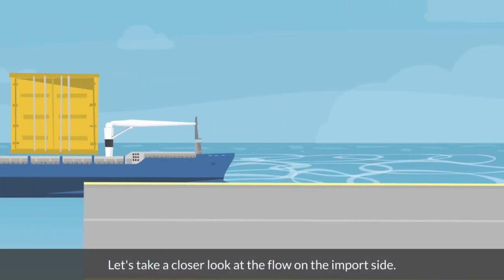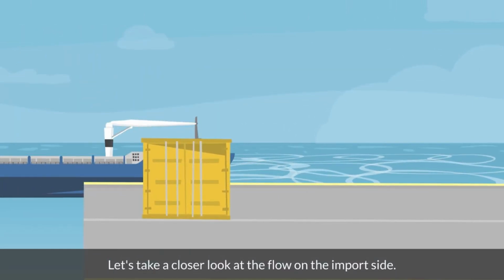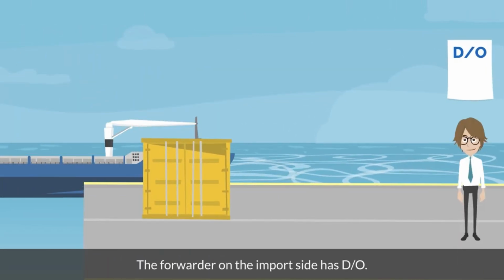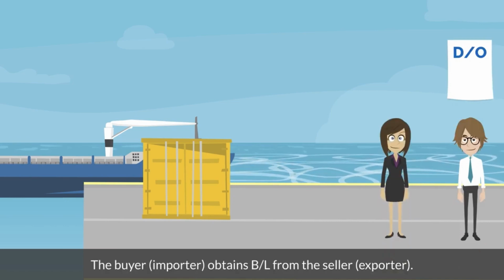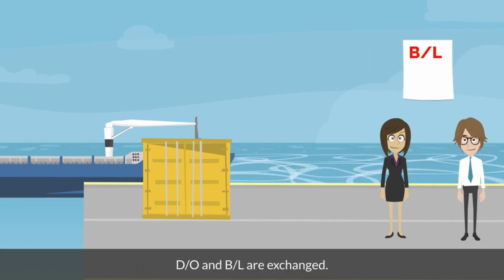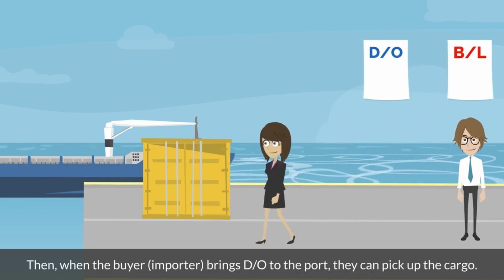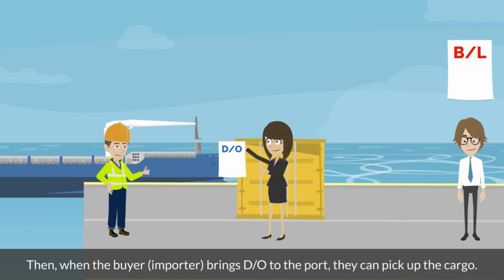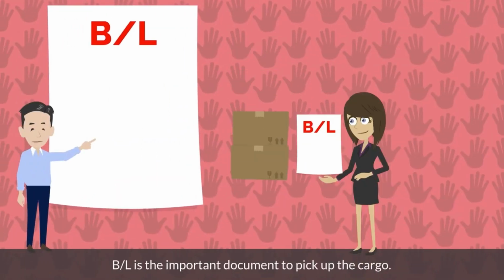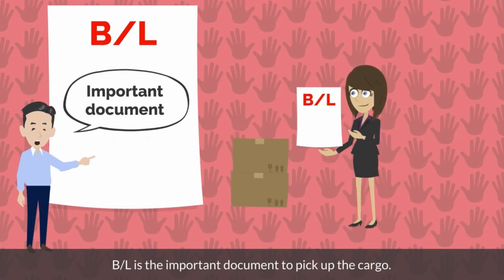Let's take a closer look at the flow on the import side. The forwarder on the import side has DO. The buyer, importer, obtains BL from the seller, exporter. DO and BL are exchanged. Then, when the buyer, importer, brings DO to the port, they can pick up the cargo. BL is the important document to pick up the cargo.